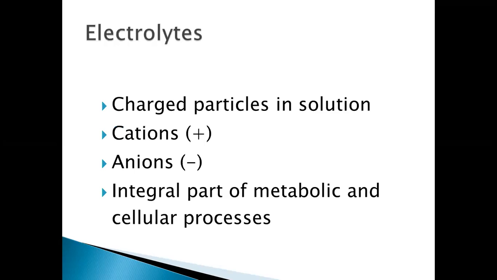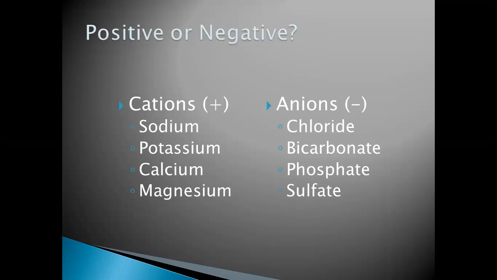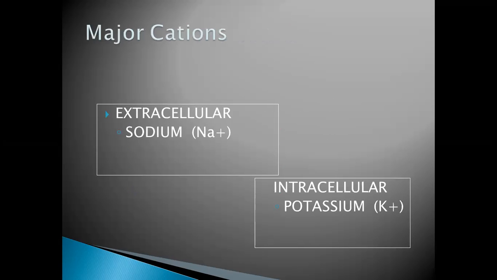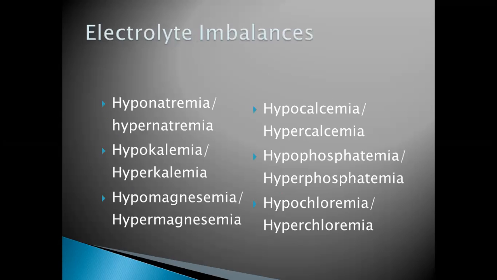Moving to electrolytes. Electrolytes are the charged particles in solution. They include cations and anions, and they are an integral part of metabolic and cellular processes. They can be positively or negatively charged. Positively charged are called cations, and they include sodium, potassium, calcium, magnesium. Negatively charged are anions, and they include chloride, bicarbonate, phosphate, and sulfate. The extracellular major cation is sodium, while the intracellular major cation is potassium. Electrolyte imbalances are imbalances in the sodium, potassium, magnesium, calcium, phosphate, and chloride levels.